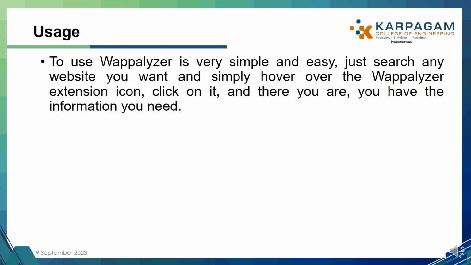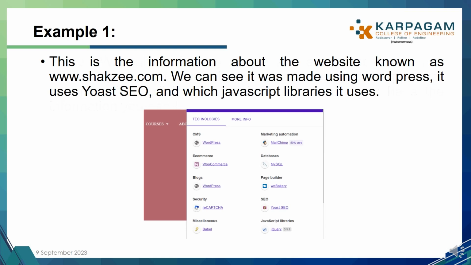What is the purpose of using Wappalyzer? It is very simple and easy. You just search any website you want and simply hover over the browser extension icon, click on it, and there you are. You can have the information you need. You can get to know what technologies the particular website uses. For example, this is one of the course websites, which uses some of the technologies mentioned here. You can get to know the metadata information about that website.